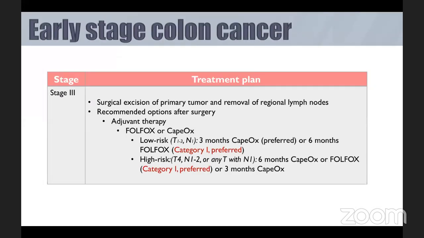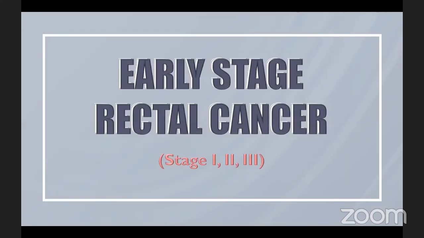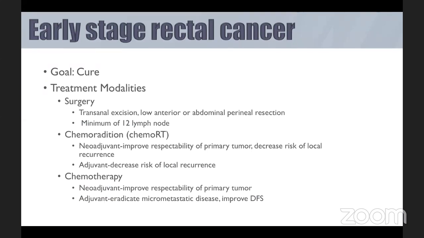For stage 3 colon cancer, we do the surgery. After the surgery, it's recommended to give chemotherapy, and the treatment is either FOLFOX or CAPOX, and we're going to talk about the adjuvant chemotherapy regimens by the end. For low risk, the usual recommendation is 3 months of CAPOX or 6 months of FOLFOX. For high risk, usually 6 months of CAPOX or FOLFOX. It's a category 1 recommendation.